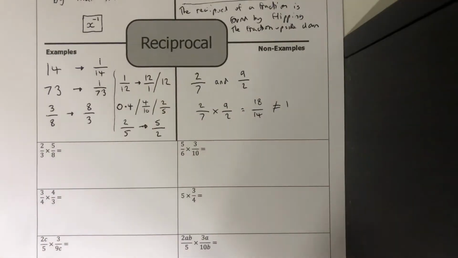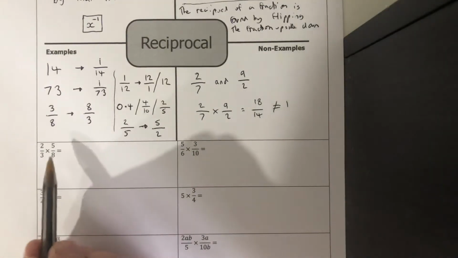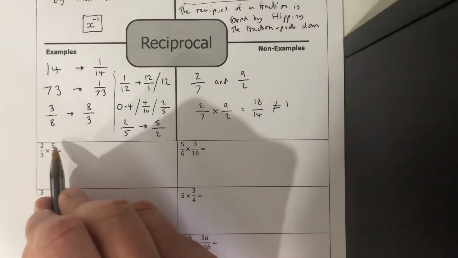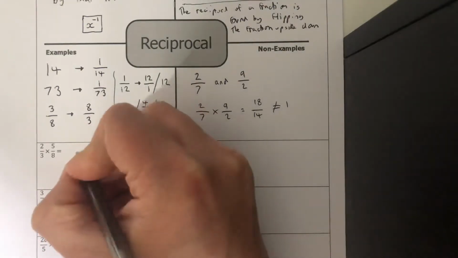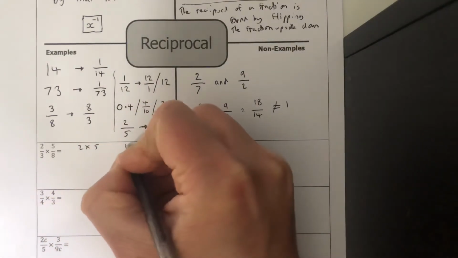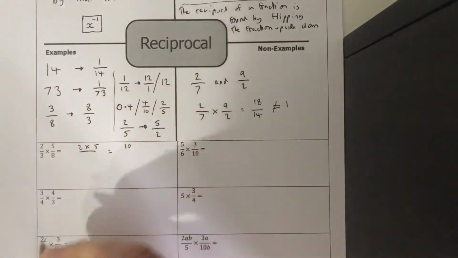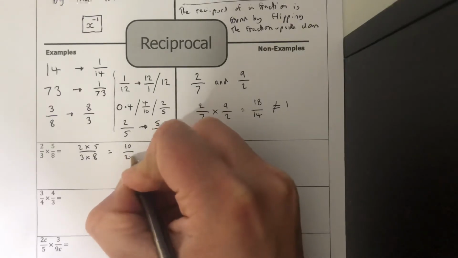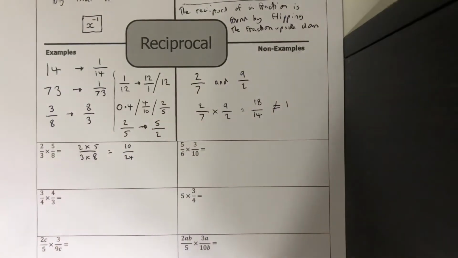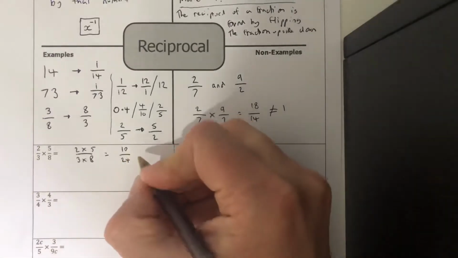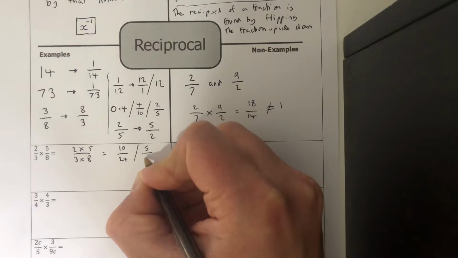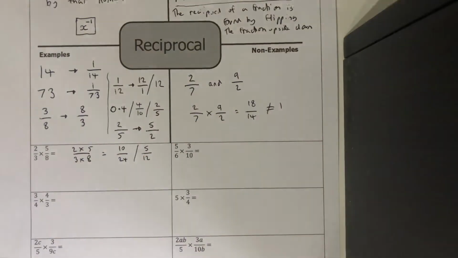So in this case here then, times the two fractions together. You'll know from this before, you've done this before, times across the top, times across the bottom. So 2 times 5 is 10. 3 times 8 is 24. Are they reciprocals? No, they're not, because we've ended up with an answer of 10/24. If you want to simplify it, you get 5 over 12. But no, they're not reciprocals in that case.